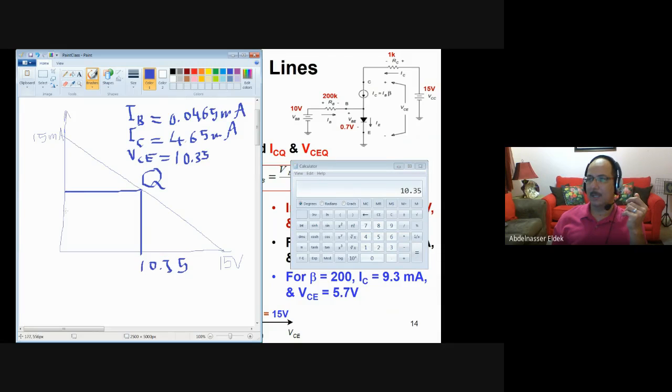And IC equals 4.65 milliampere, and VCE is 10.35 volt for sure. So these numbers are right. Why? Because they are within the range. This one is 0 to 15.